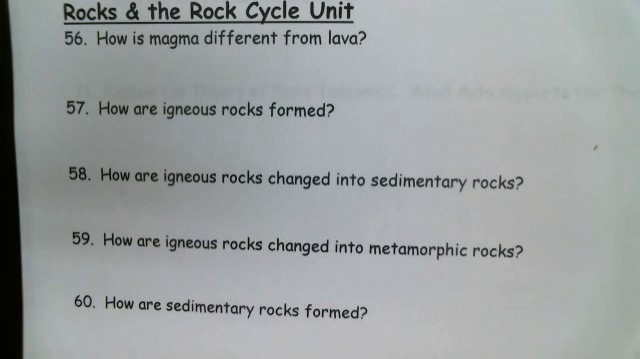Number 60, how are sedimentary rocks formed? Sediments are compacted and cemented. Remember that compacted means that they are pressed together. Cemented means that they are glued together by some kind of naturally occurring chemicals in the area. But your answer for number 60 is sediments are compacted and cemented.